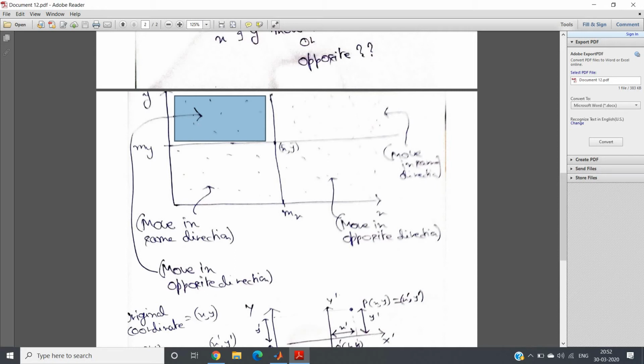So in this particular part, x and y are moving in the opposite direction. That's what I have written here. In this particular part, they move in the opposite direction.